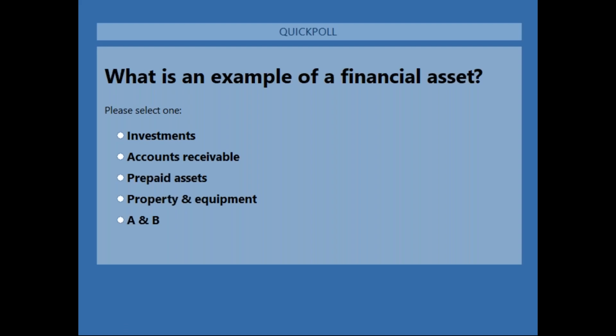Perfect. And as a reminder, you need to answer at least 75% of our polling questions. Today we're going to have 4, so make sure you answer 3. So today's first question is, what is an example of a financial asset? Investments, accounts receivable, prepaid assets, property and equipment, or A and B. So that's investments and accounts receivable. We'll give everyone a few moments to put their answers in. We're testing your knowledge a little bit before we dive into some of the details, because the definition of what comprises financial assets will be important.